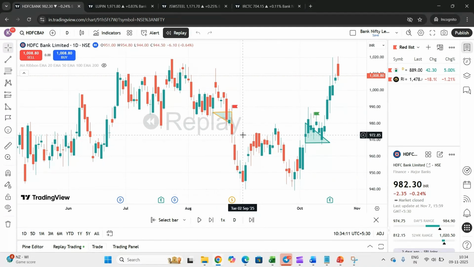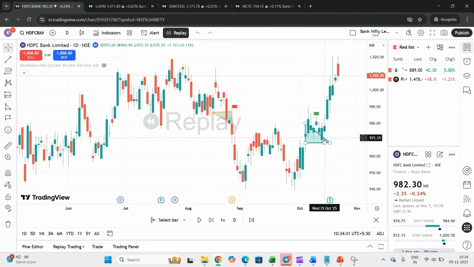In this case, you can carry it for maybe 1 or 2 weeks at least in this formation. Once you get the target, you can exit. Suppose you take the height of this candle, so you are supposed to capture at least 50, 60 points. Once you capture it, you can exit.